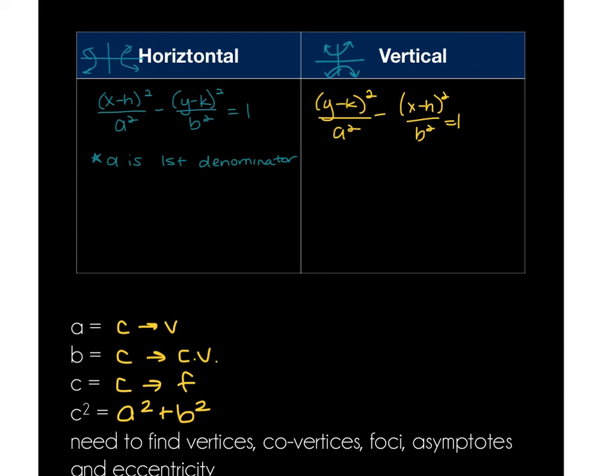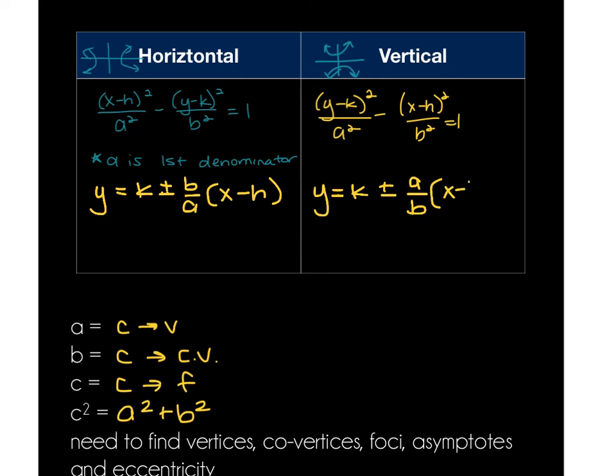So you're going to have to find the vertices, the co-vertices, the foci. This time they have asymptotes. So with a horizontal, it's y equals k plus and minus b over a for horizontal, x minus h. And for vertical, it's y equals k plus and minus a over b times x minus h.